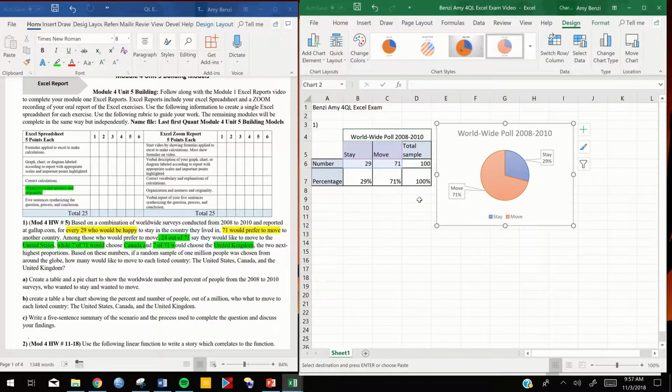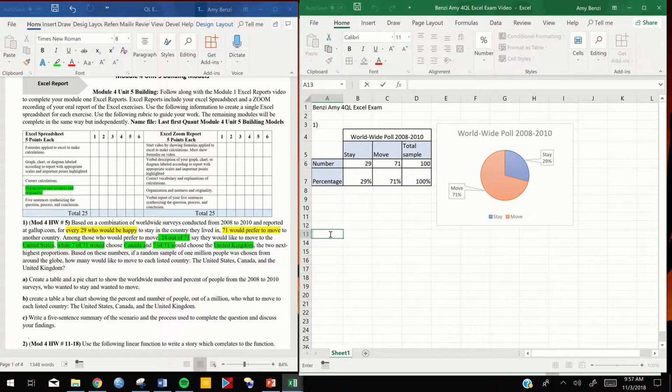All right. And now we can see that of the people who want to move, of the whole entire sample, 71% of the people want to move. All right, so let's look at the next part of what we have going on here. Of all the people who want to move, we have some that want to move to the US, some want to move to Canada, and some want to move to the United Kingdom, to the UK. So let's see what a chart like that looks like.